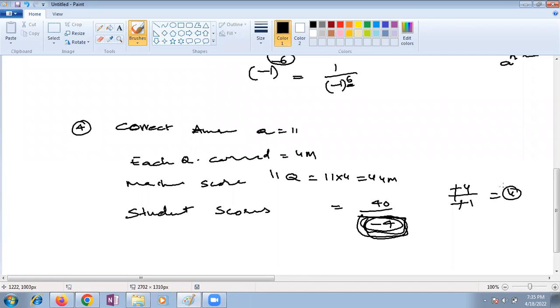How many questions are wrong? Yes, attempted questions. There are 44 questions attempted in total. If you subtract the student's marks, we will get the number of questions he has done wrong.